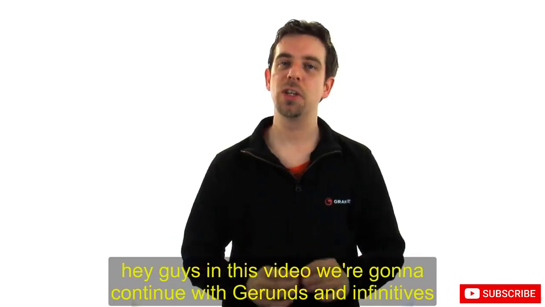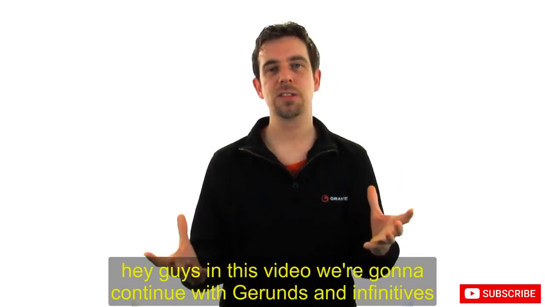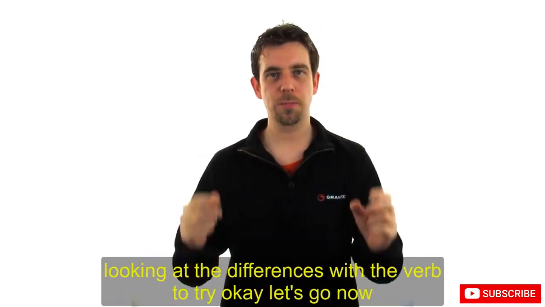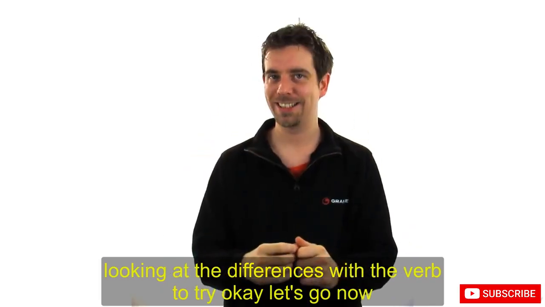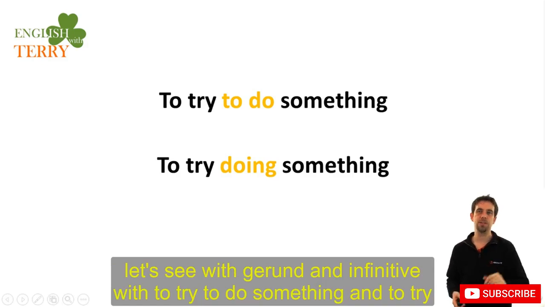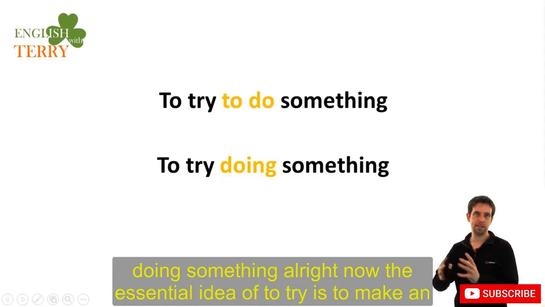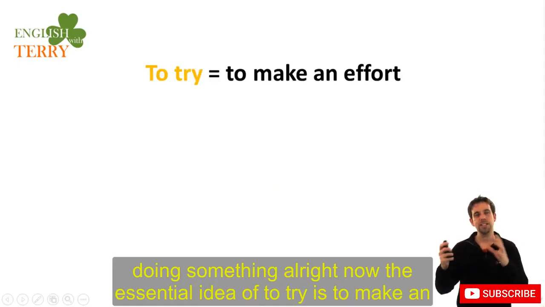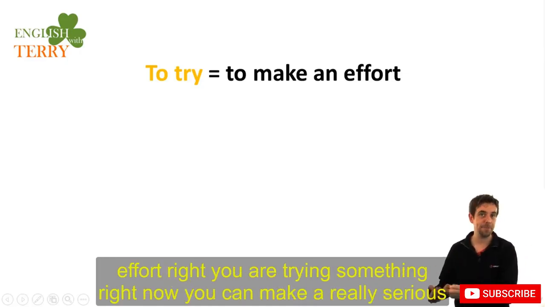Hey guys, in this video we're going to continue with gerunds and infinitives, looking at the differences with the verb to try. Okay? Let's go. Now let's see with gerund and infinitive with to try to do something and to try doing something. Alright? Now the essential idea of to try is to make an effort, right?